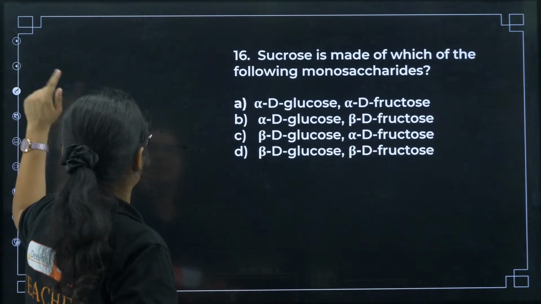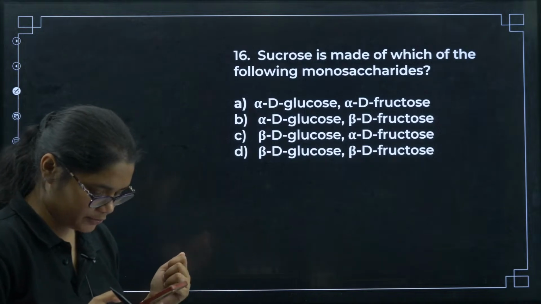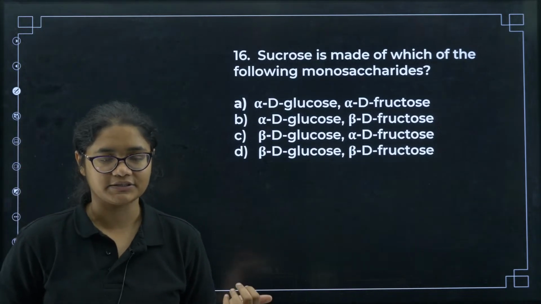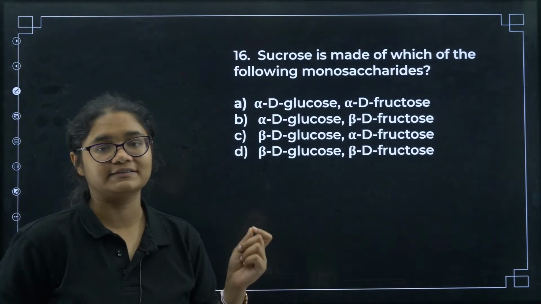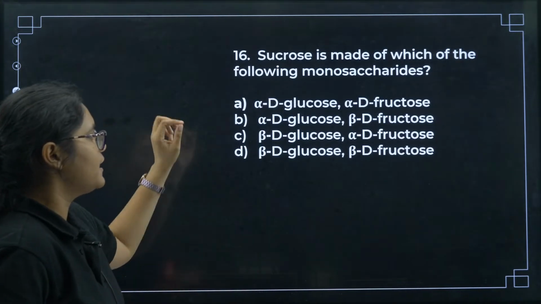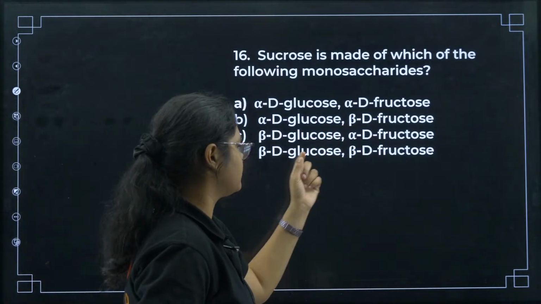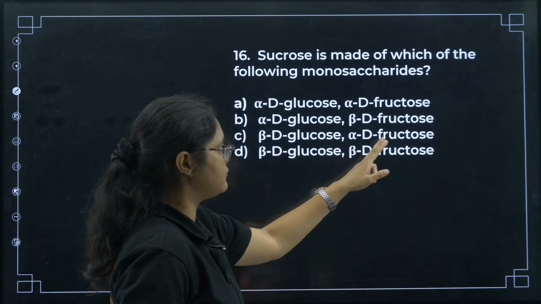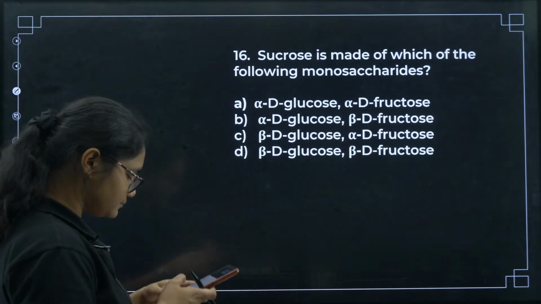Next, 16th question, sucrose is made up of which of the following monosaccharide units? It is a very easy question. You know sucrose is a disaccharide, so you have to guess its monosaccharides correctly. Alpha D glucose and alpha D fructose, alpha D glucose and beta D fructose, beta D glucose and alpha D fructose, beta D glucose and beta D fructose. Yes.